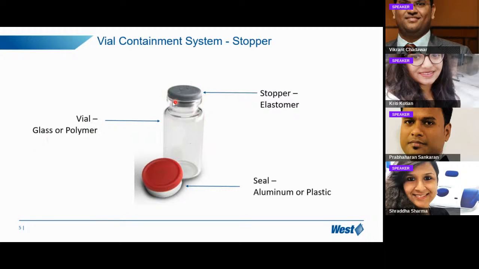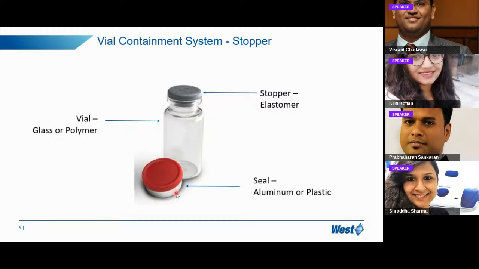And this is the stopper, what we call a rubber stopper or elastomeric stopper. This rubber stopper and this vial container have direct contact with your drug. That is the reason these two products are called the primary packaging system, because they have direct contact with your drug product. So this vial is in contact with your drug product, and your rubber stopper also has direct contact.